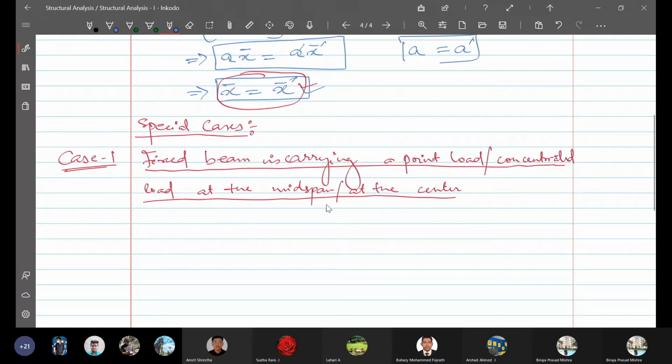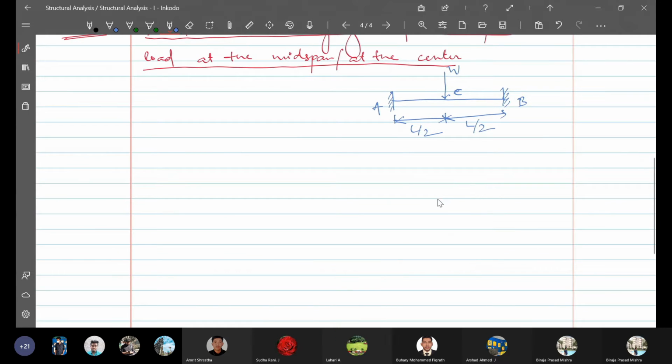So I'm drawing the diagram of the fixed beam again, and let us say we have a load over here. This is A, this is B, and this is the center position C. The distance from A to C is L by 2, and the distance from C to B is also L by 2. Now, how will we analyze this one?